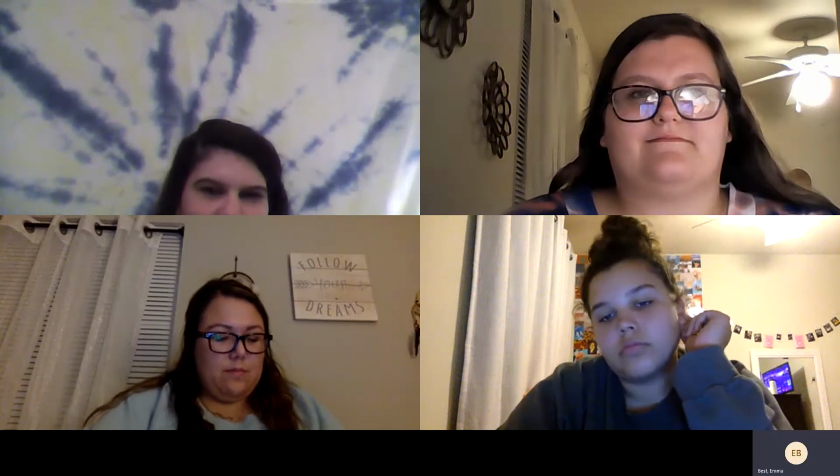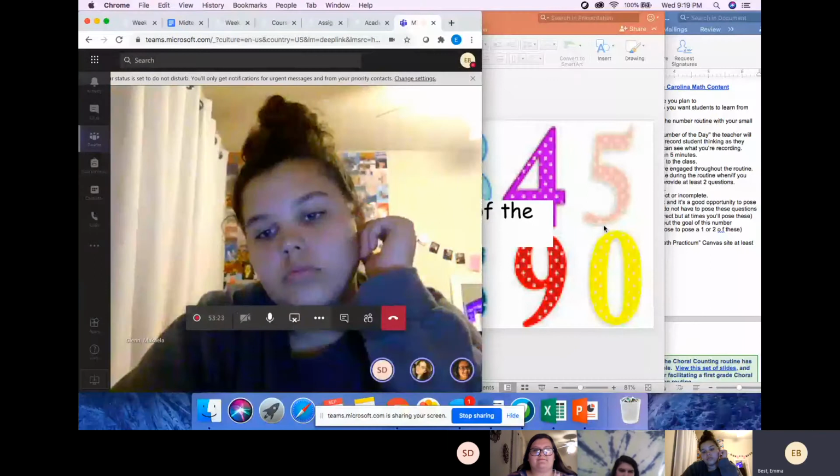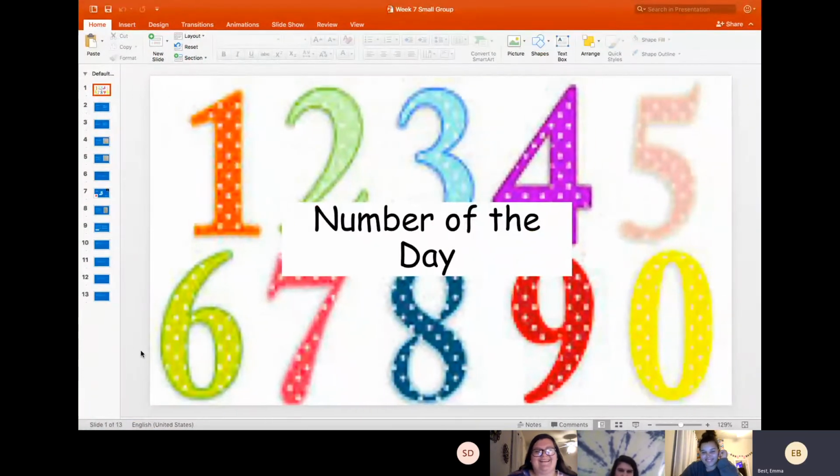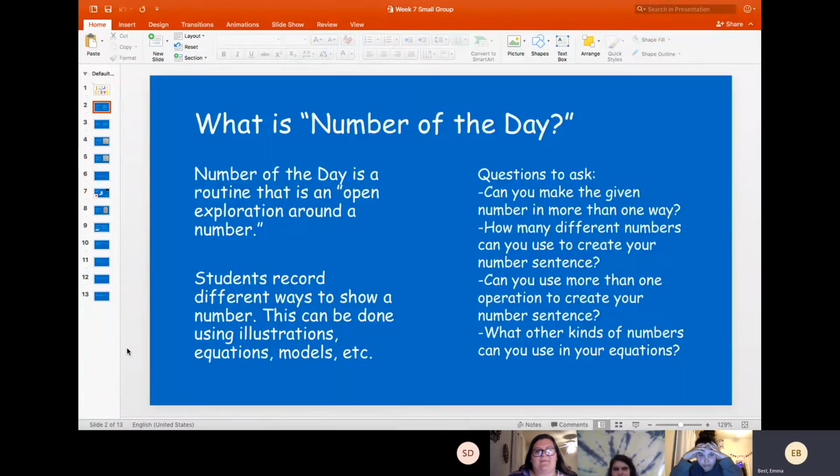All right, now we're going to go back to sharing my screen. Teacher Emma's gone for a moment. So I had the number of the day routine. So what is number of the day? It is a routine that is an open exploration of a number. The students record different ways that this number can be shown. So what can be represented by it? Pictures, equations, models, whatever.